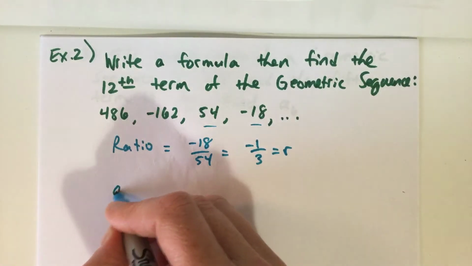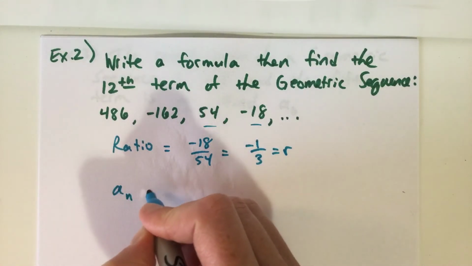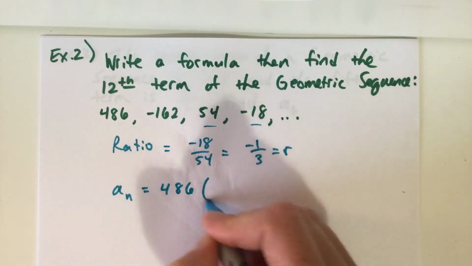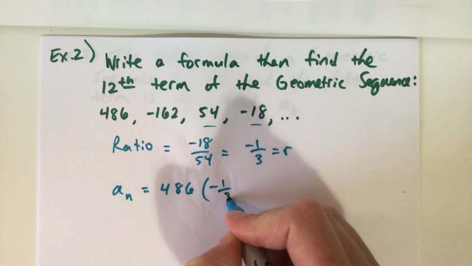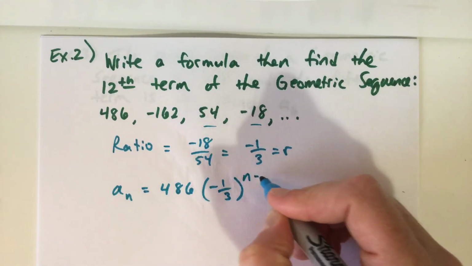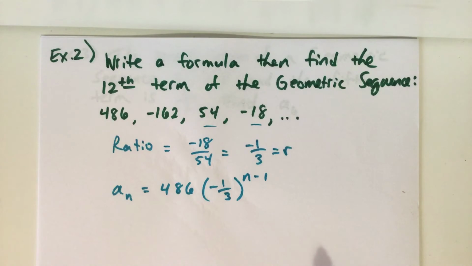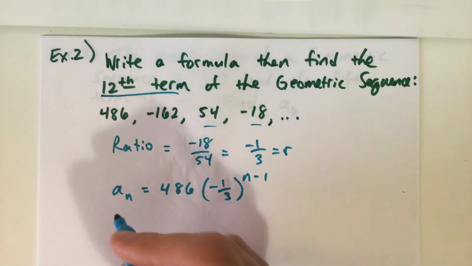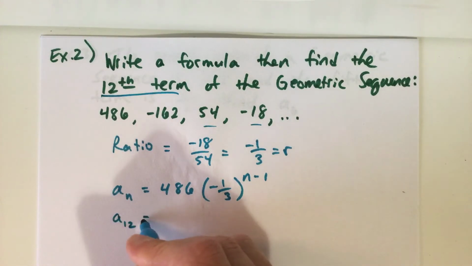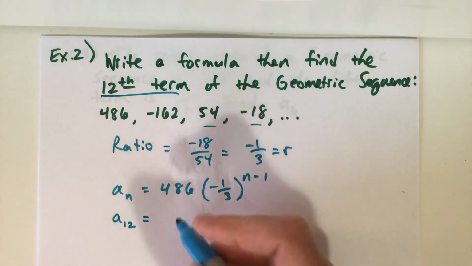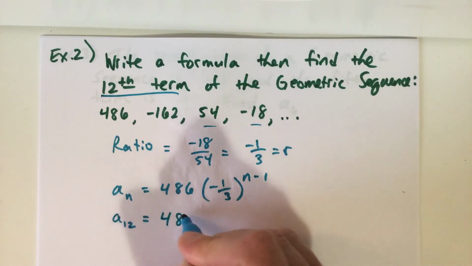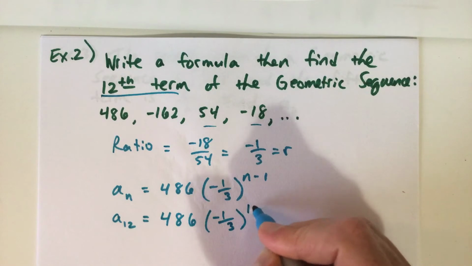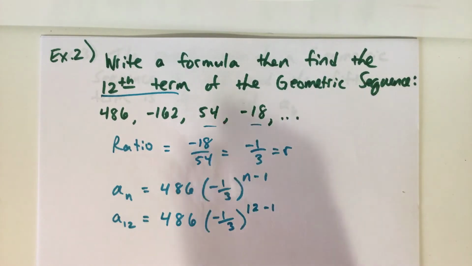I'm going to write the formula. The nth term of this geometric sequence is equal to the first term, 486, times that common ratio, negative 1/3, raised to the power of n minus 1. The second part of the question is asking us to find the 12th term. So we're trying to find a sub 12, the value of the 12th term. Well, we can just plug 12 in. 486 times negative 1/3 to the power of 12 minus 1.